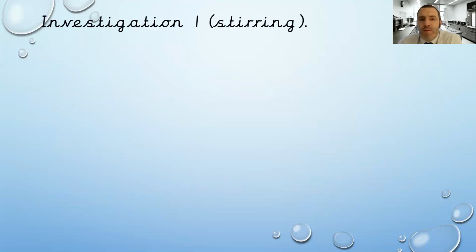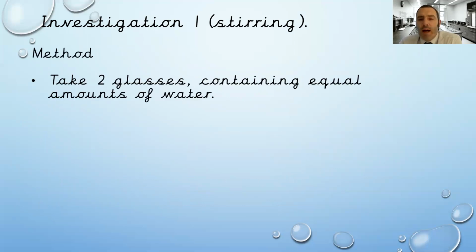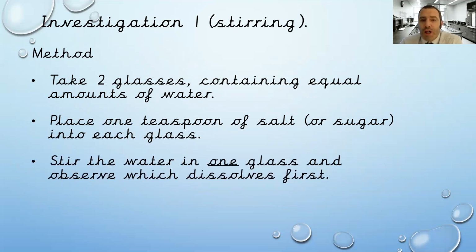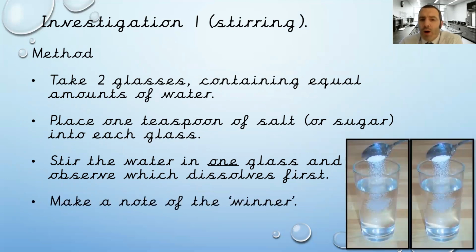So your first investigation, you're going to stir. Your method, you are going to have 2 glasses of water containing equal amounts of liquid. Place 1 teaspoon of salt or sugar into each glass. Stir the water in one glass and not in the other one, and observe which dissolves first. Make a note of the winner, or which one the sugar dissolves or salt dissolves into first.